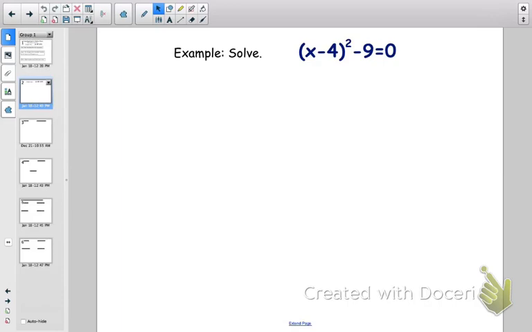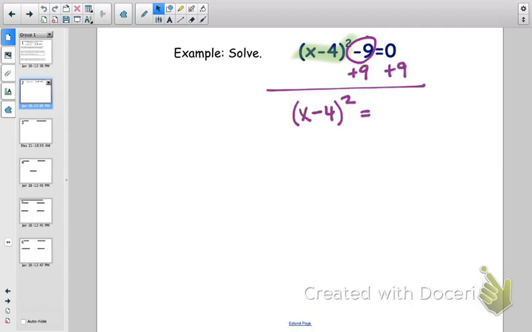Right, so that first example, you can just glance up at the steps. It's the same problem that's on the first slide. The first thing we need to do is isolate what's being squared. So x minus 4 is what's being squared, so the 9 has got to go. Use the opposite operation, so we're going to add 9 to both sides. So we're left with x minus 4 squared is equal to 9.